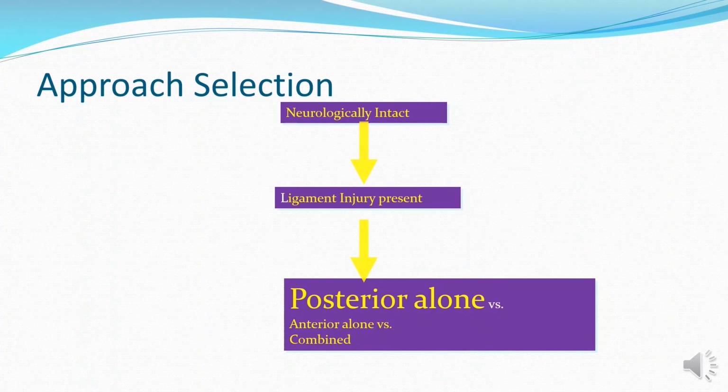Approach selection: if the patient is neurologically intact and ligament injury is present, then posterior alone. Whether to choose anterior versus posterior or combined, this will be the issue for another lecture.